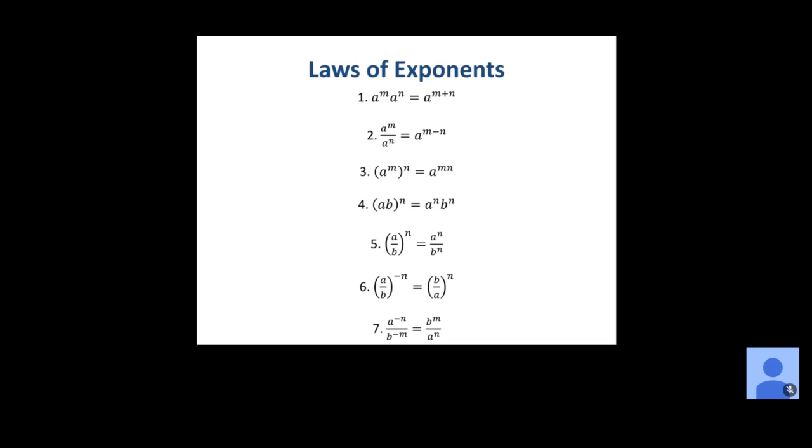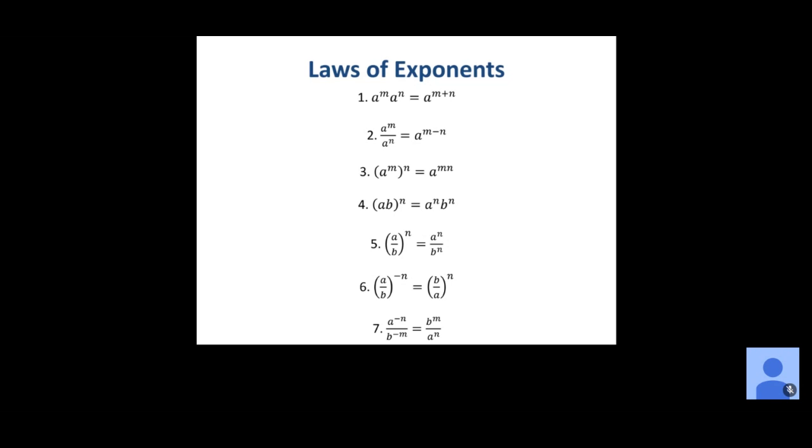And the same thing is true for division. If we have a divided by b in parentheses raised to the n power, that's going to give us a to the n over b to the n. All right, and then our sixth property here says that if we have a over b to the negative n, so we have a negative exponent now, we can actually take the reciprocal of the fraction on the inside and turn that into a positive exponent. So it becomes b over a, and then the exponent is going to become a positive.